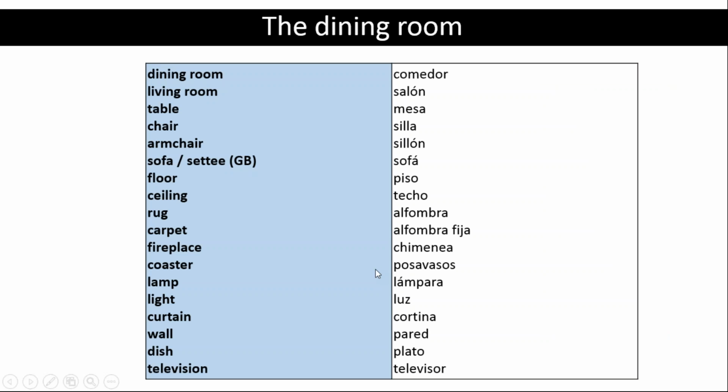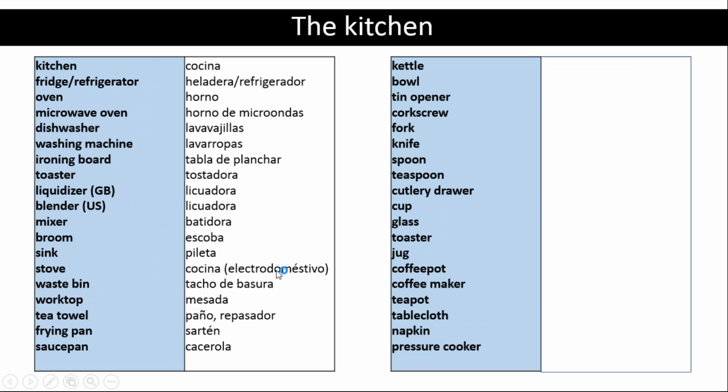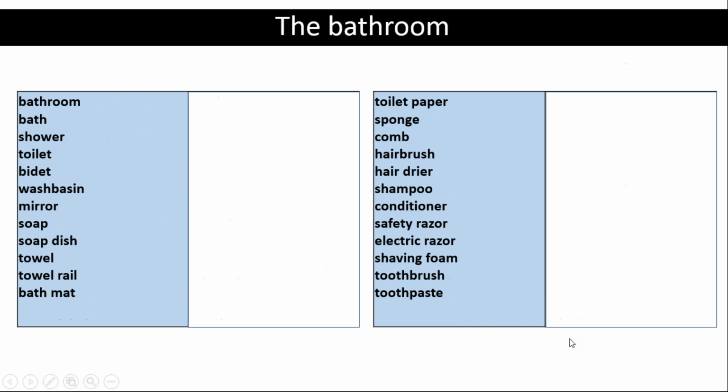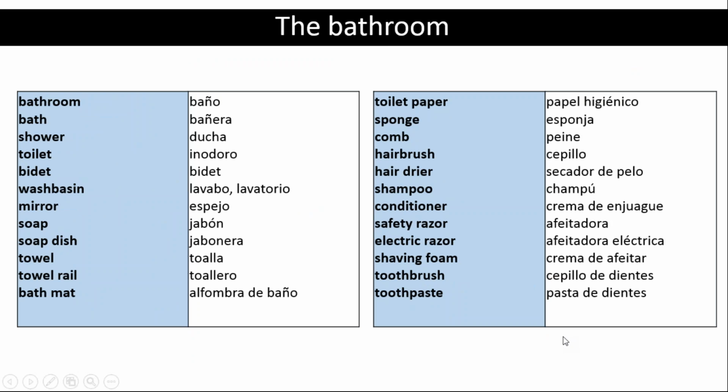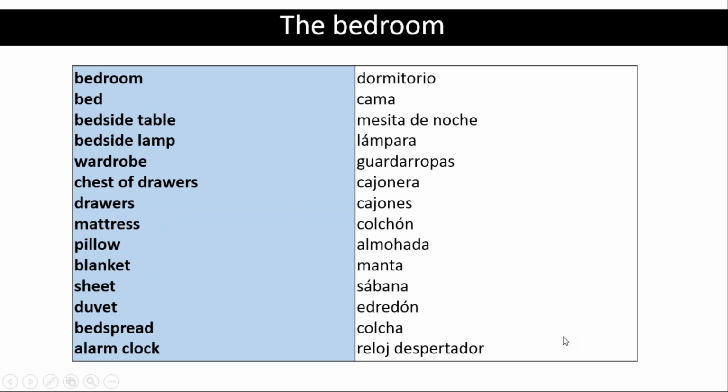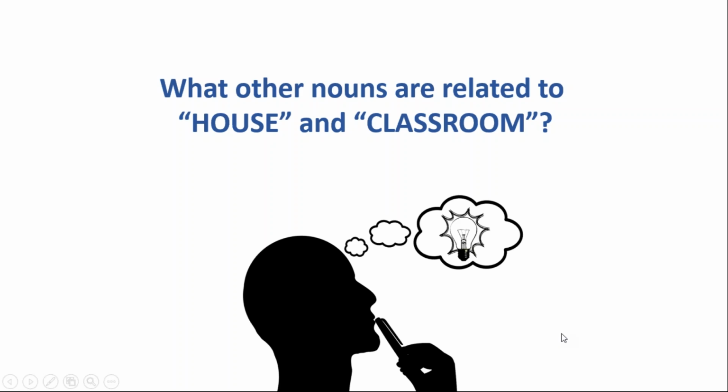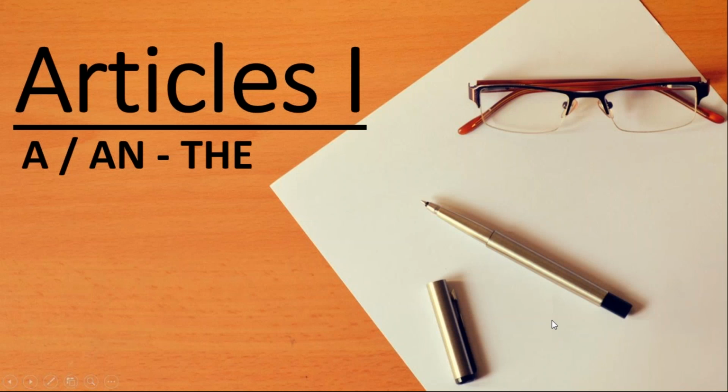Sí, es importante ver que hay algunas versiones que son distintas en British English. Liquidizer, blender, right? We have different versions in some cases. But generally, this is about vocabulary and this is very important to review. Okay? So, este tema nos lleva a, ya vimos el tema de plurals y ahora vamos a ver articles, ¿okay?